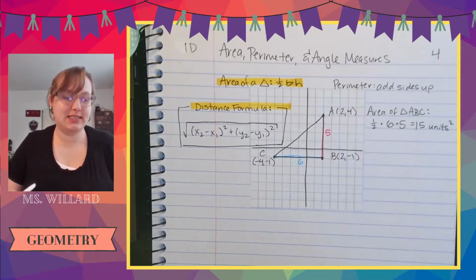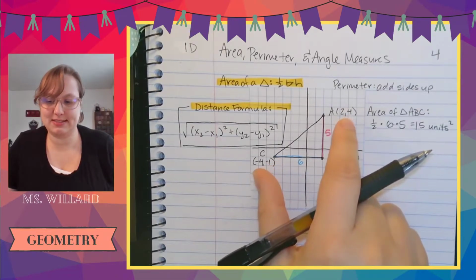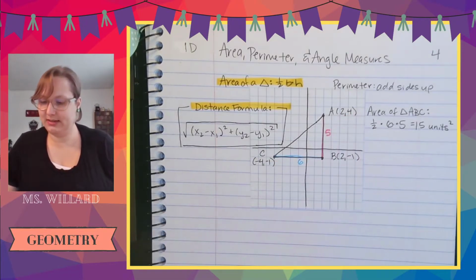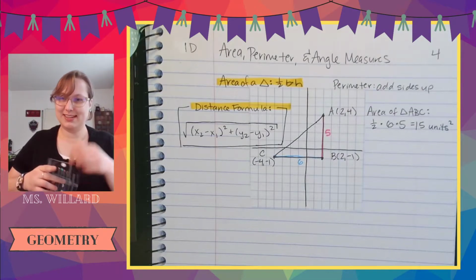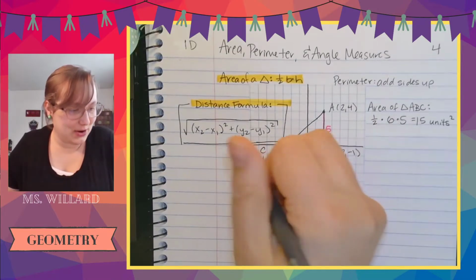What I do is I take the 2 points that I want to find the distance between. So this would be x1, y1, and the other one would be x2, y2. Does it matter which one I pick? No.